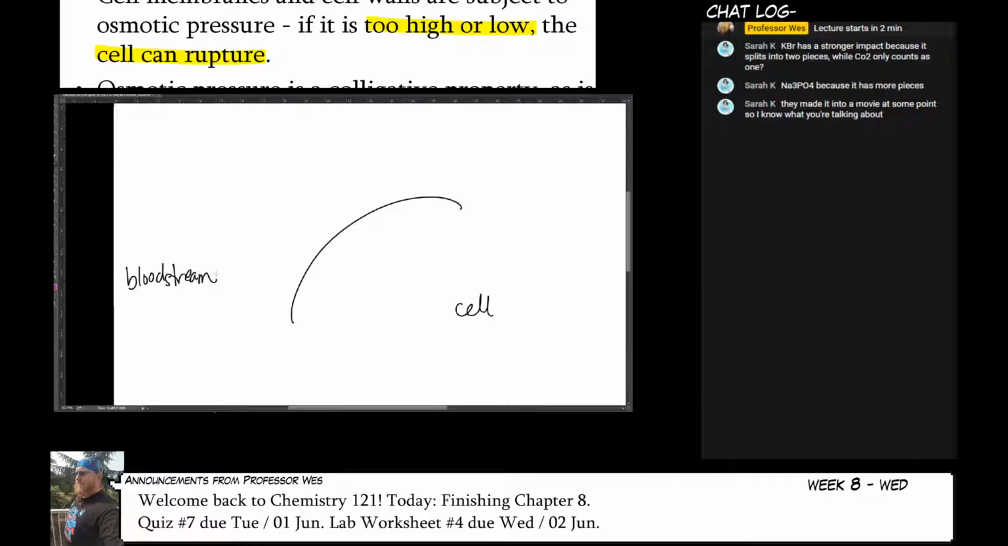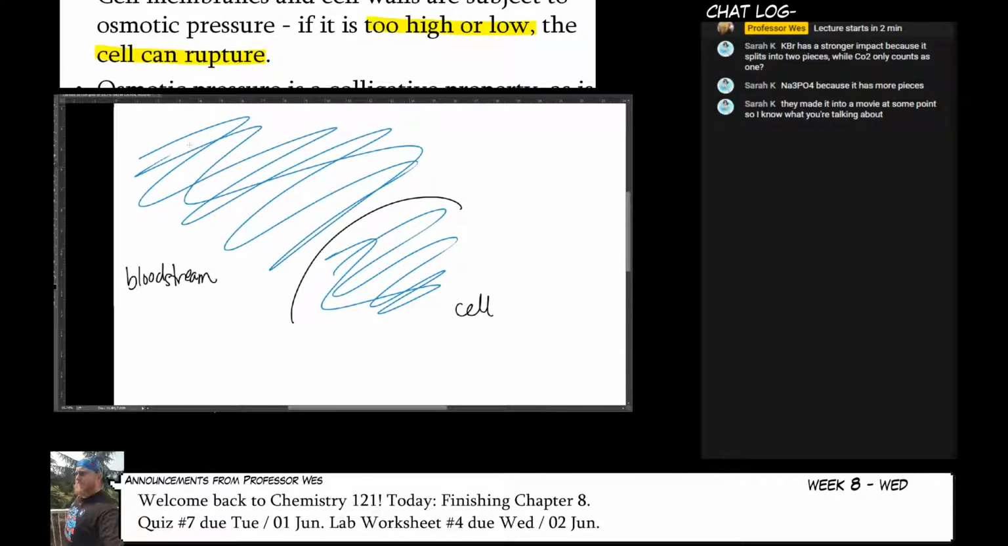And the cell has water in it. So we're going to add water. We're going to put water everywhere. There's water inside the cell, and there's water outside the cell. But we don't really care so much about the water part. What we care about are the ions that are inside. Now, all cells and all bloodstreams have ions in them. So I'm going to represent the ions by just drawing this.